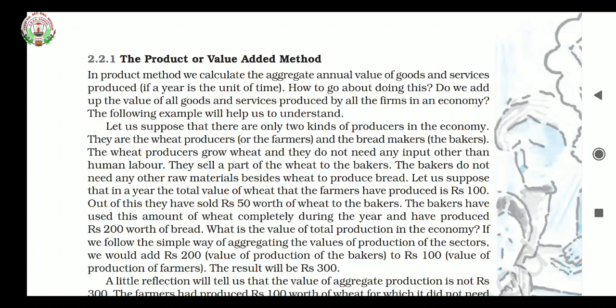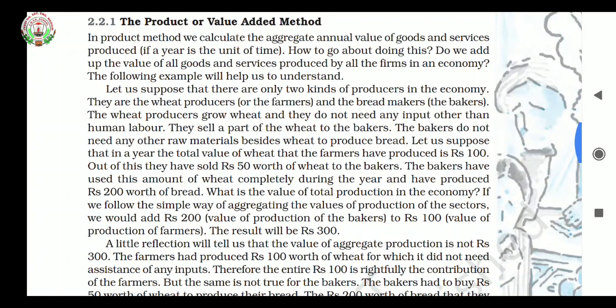In the product method, we calculate the aggregate annual value of goods and services produced in a year in the unit of time. How to go about doing this? Do we add up the value of all goods and services produced by all the firms in an economy? I had given you the answer in the beginning: we do not add the cost of all the goods and services produced by the firms. We only calculate the cost of goods and services which are final goods.